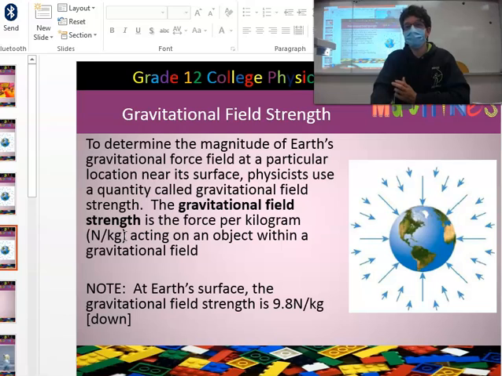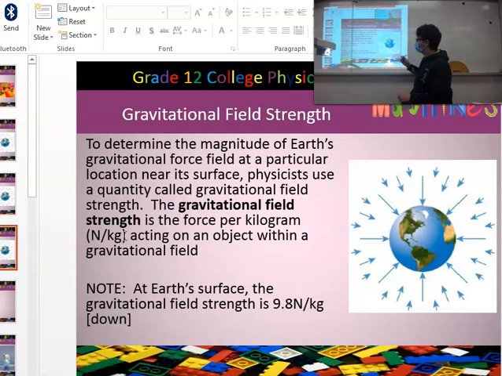Now, a newton per kilogram is an equivalent unit to meters per second squared. You can actually see that if you look at Newton's second law. So if you write F equals ma, okay, if you rearrange that and divide both sides by m, you get F over m equals a. These units are newtons per kilogram, and that's equivalent to meters per second squared.